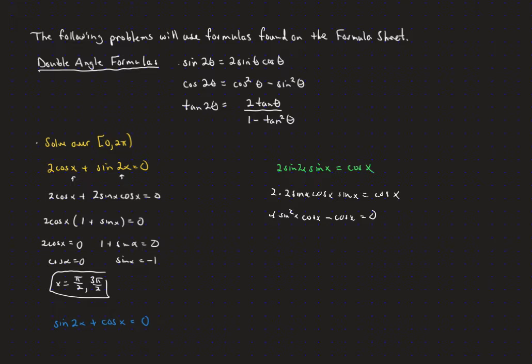And now we can factor out our cosine x, leaving 4 sine squared x minus 1 equals 0. So we can say cosine x is 0. Then we can take our 4 sine squared x minus 1 equals 0. That's going to be 4 sine squared x equals 1. Sine squared x equals 1/4. Square root both sides. And remember, we want all possible solutions. So that's going to be the square root of 1 is 1, and the square root of 4 is 2.